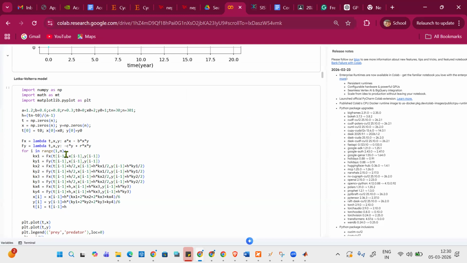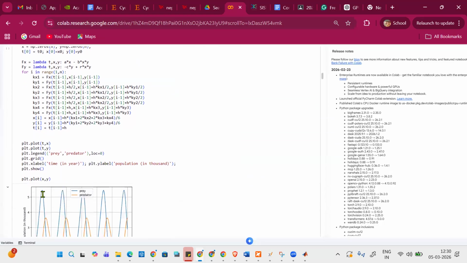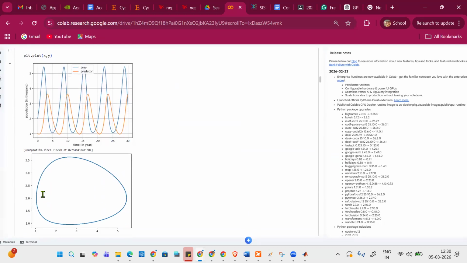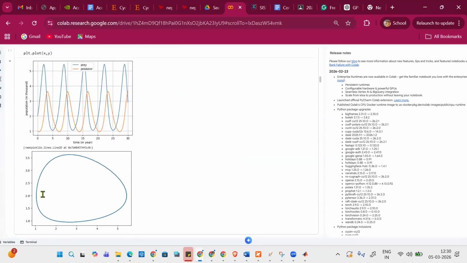Same formula, same formula. So that's what you are seeing in the Python code: Kx1, Kx2, Kx3, Kx4, Ky1, Ky2, Ky3, Ky4. Same formula, but it looks very complicated. But it will solve it and give you the result.